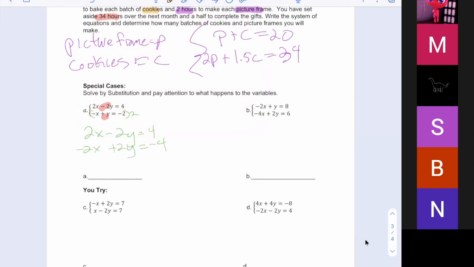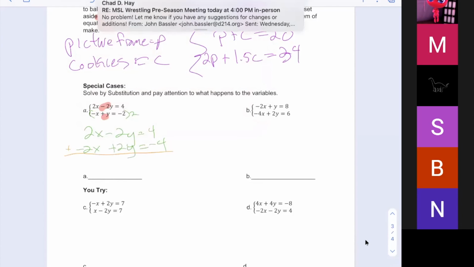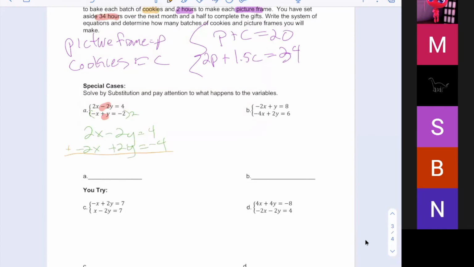So now look what happens when I add them together. What's 2x minus 2x? It's eliminated, 0. What's negative 2y plus 2y? 0. What's 4 minus 4? 0. Does 0 equal 0? Yes. So since this is a true statement, we call this infinitely many solutions.